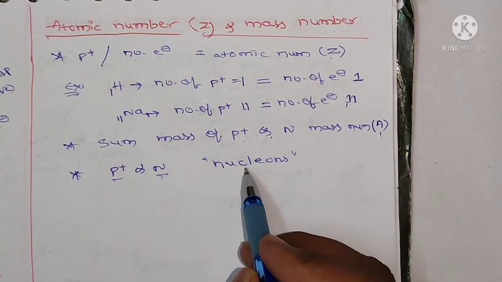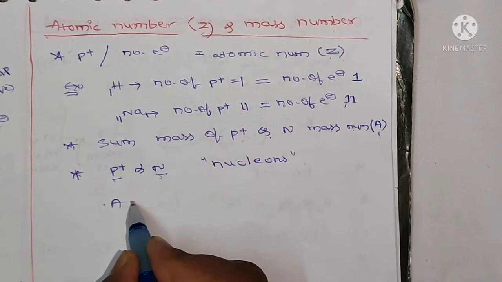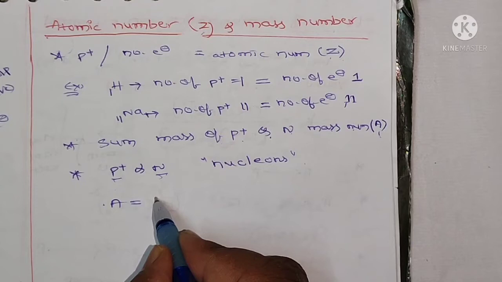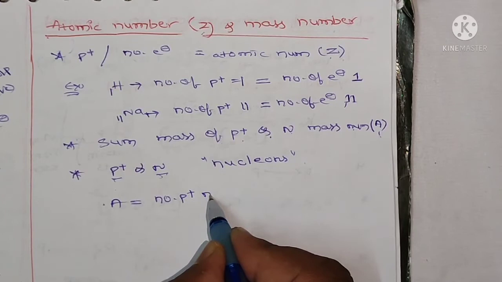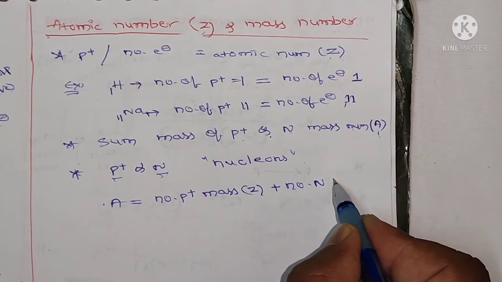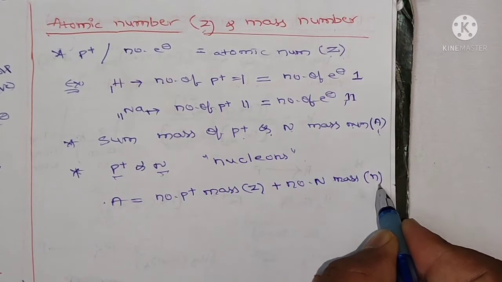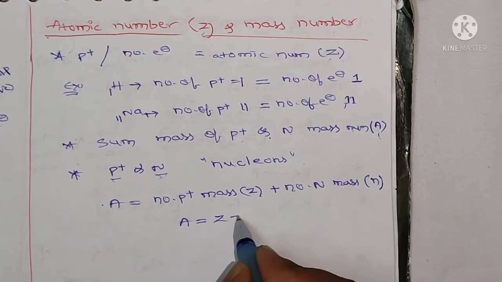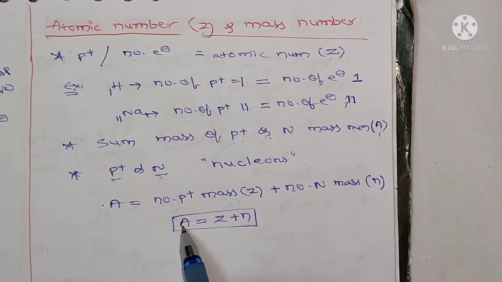And here, mass number A is equal to the number of protons, represented by Z, plus the number of neutrons, represented by N. So capital A is equal to Z plus N. So the mass number is equal to the number of protons plus the number of neutrons.